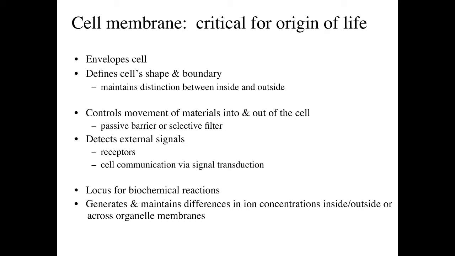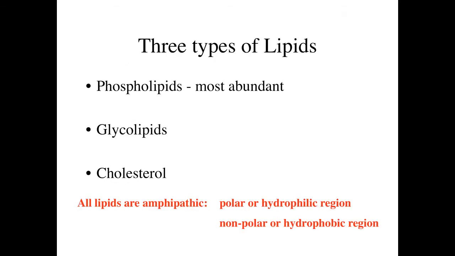Membranes, as you are aware, serve as a locus for many diverse biochemical reactions, and as you'll appreciate in physiology, membranes can generate and maintain differences in ion concentrations either across the plasma membrane, so differences inside and outside of the cell, or across organelle membranes. Now, you should recall that there are three types of lipids that are components of all biological membranes: phospholipids, which are the most abundant, glycolipids, and cholesterol.